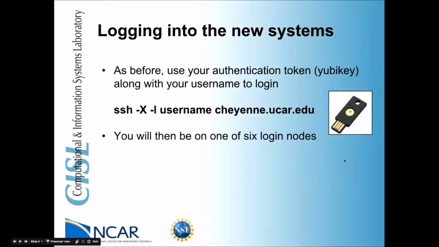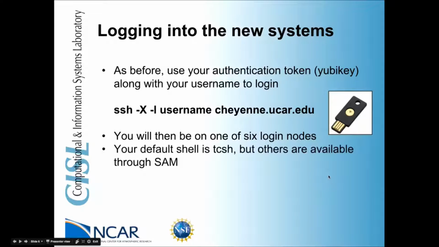So that you'll then be on one of 6 login nodes. And these are identified as cheyenne1.ucar.edu, cheyenne2.ucar.edu, and so on. Your default shell is C shell, but others are available through SAM. So if you go to the SAM website, you can select between C shell or bash or K shell. Choose whatever you like. If you don't specify it, you'll default to C shell.